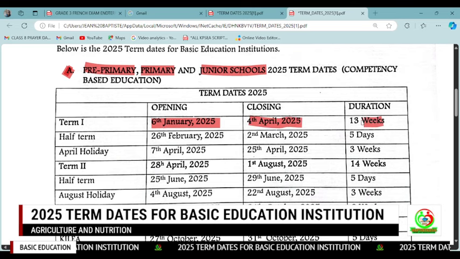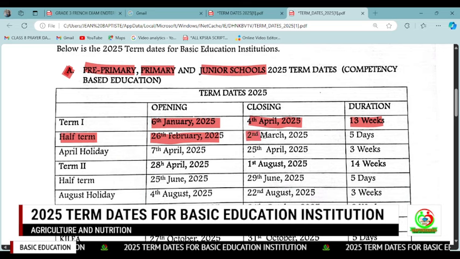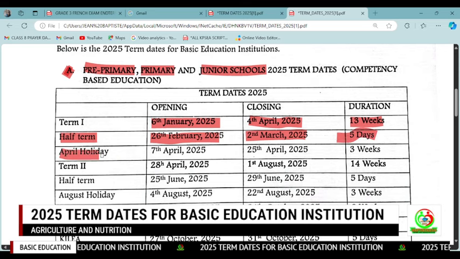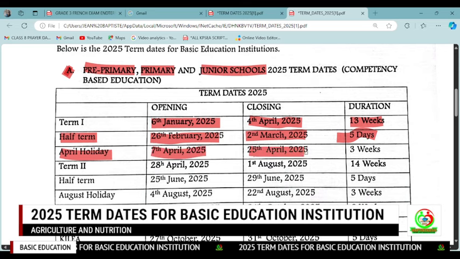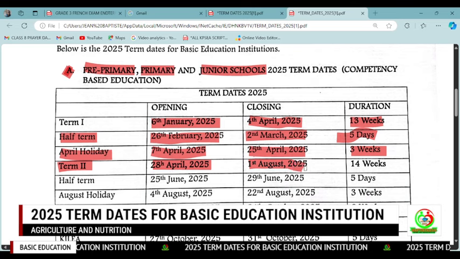That's 13 weeks. Then we shall also have a half term starting from 26th February to 2nd March 2025, 5 days for resting. Then April holiday will start from 7th April to 25th April, that's 3 weeks. Then term two starts 28th April up to 1st August. That's 14 weeks that the learners will be in class.